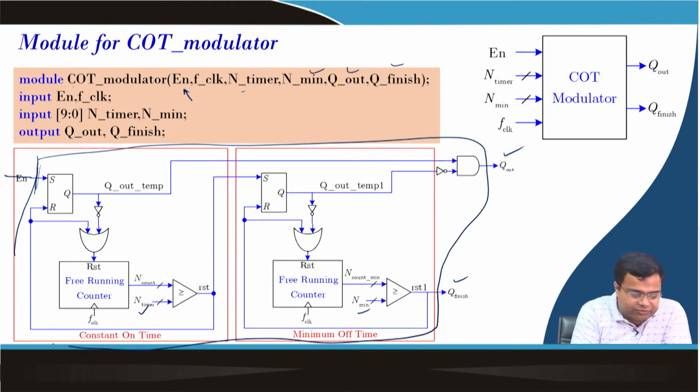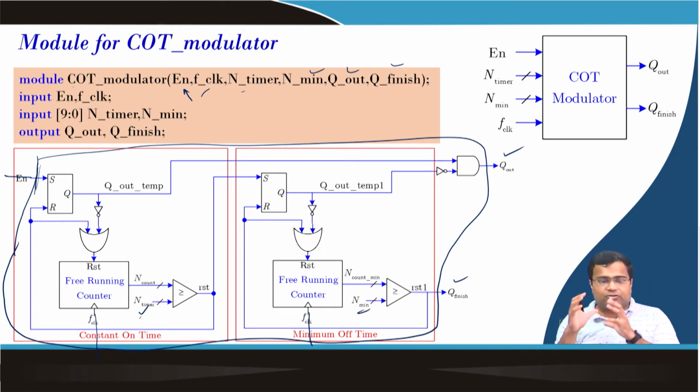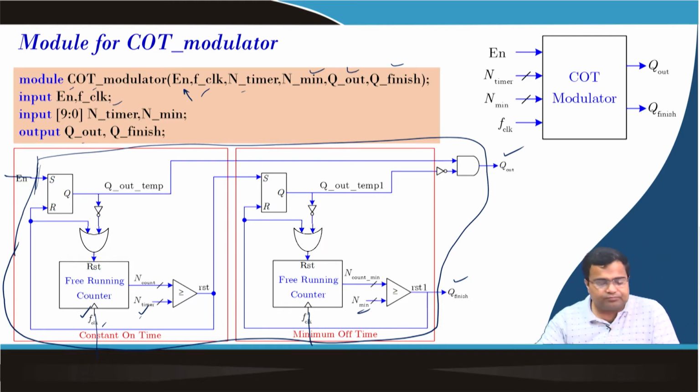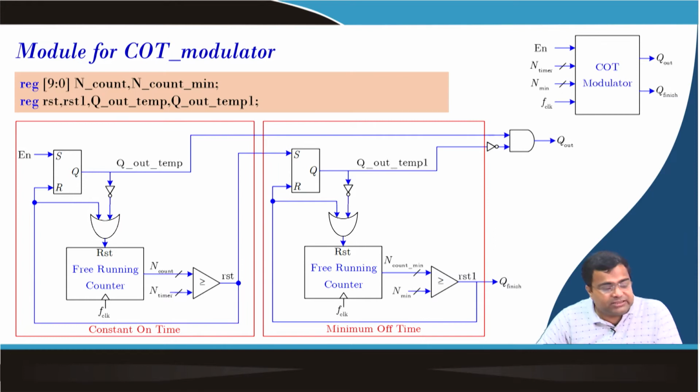It will take the clock from outside. It will also need the timer command and the minimum on time command; all these commands are given. Now, the inputs are the enable signal, then F clock, the high frequency clock, and N timer, which we have discussed. The outputs are Q out and Q finish. Okay. Now, how are we generating this?